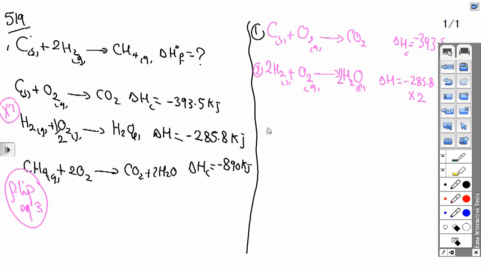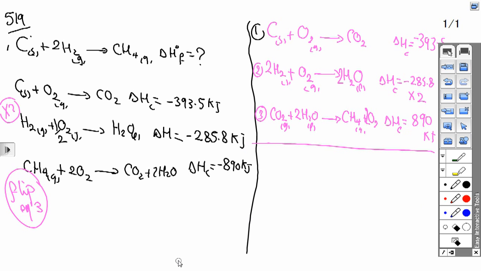When we flip equation 3, it will be carbon dioxide plus 2H2O liquid equals CH4 plus 2O2, right? And delta H in this case, as we said, if you reverse the reaction, delta H will change sign, positive and negative. So delta H equals 890 kilojoule.